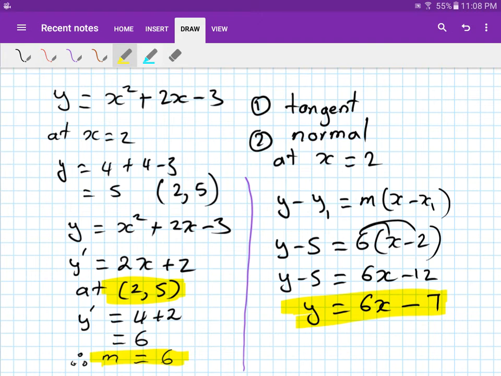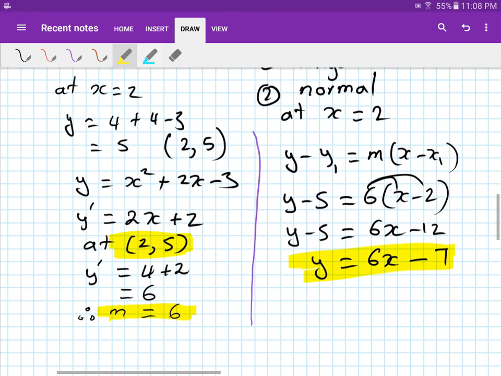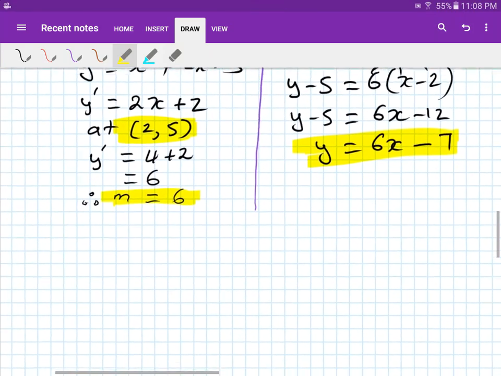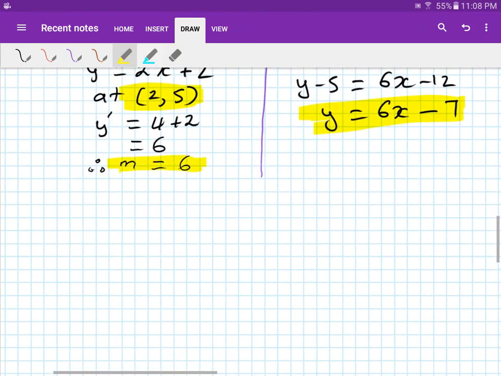Now, because I want to find the normal as well, because there are 2 questions. One is asked to find the equation of the tangent, and then you need to find the equation of the normal to the curve as well. Now to find the normal, I just move a little bit so I can still see the gradient and the point. Remember, to find the equation of the tangent or normal, step number 1, I find the point, which I got already, (2, 5). But then I need to find the gradient.